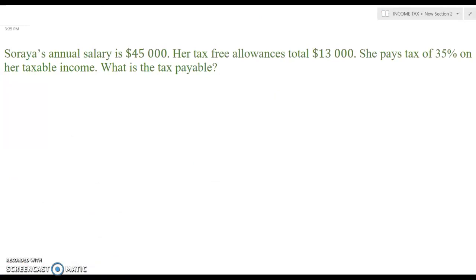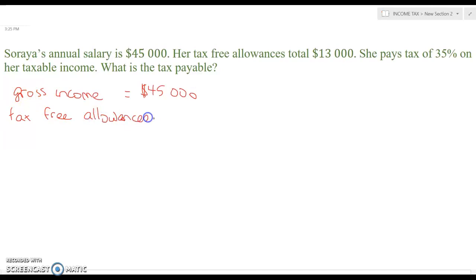So a similar question here that you can pause the video on. It is very similar to the question before, right? So her annual salary is $45,000. So that's her gross income, right? Her tax-free allowances is $13,000.